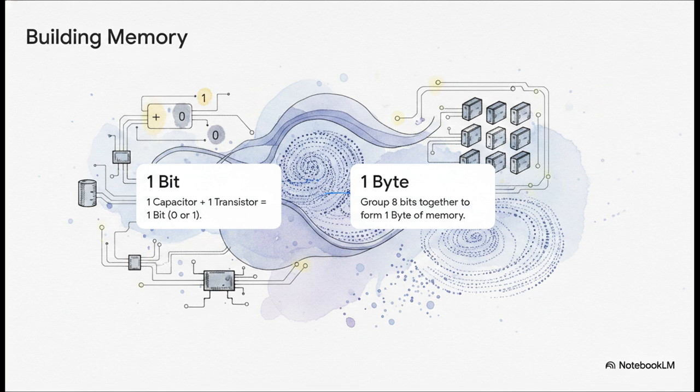We call this a bit, and remember, each bit can only exist in one of two states, charged or discharged, meaning 1 or 0. Step 2. When we group 8 of these bits together, we form what is called 1 byte of memory. Millions of these capacitor transistor duos working together are what we specifically call dynamic RAM.